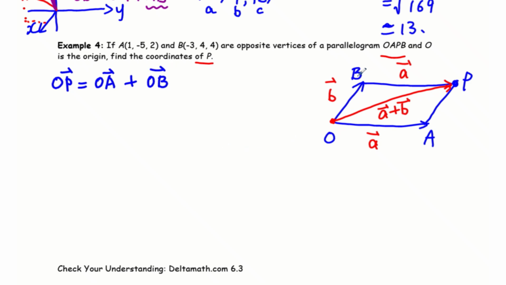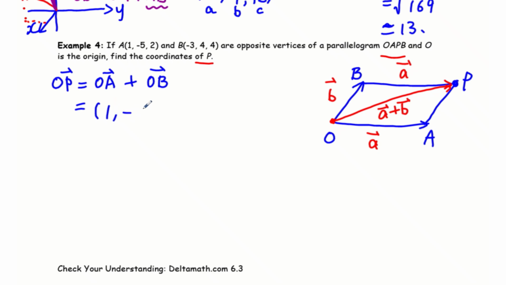It works because it's a parallelogram. And this is also another method to find the sum. If we want to graph it, tail to head, you just draw a parallelogram, then the diagonal is the sum of OA and OB. So now we put the numbers in.